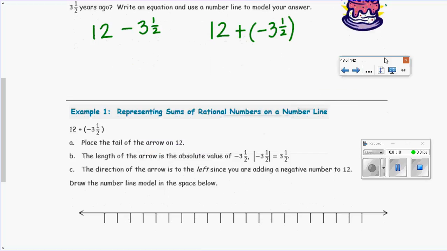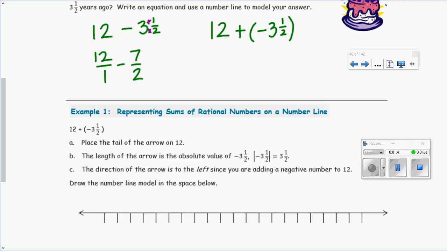So let's go ahead and practice it with just arithmetic. In order to do this, we're going to make them improper fractions. So we have 12 over 1. And to do 3.5, we want to do 2 times 3, which is 6, plus 1. So the 2 times 3 is 6 plus the 1, and that gives us 7 over 2. But we cannot subtract that because they're not like denominators, so we have to rewrite the first fraction to have a denominator of 2, because then I can subtract the first one and the second one.